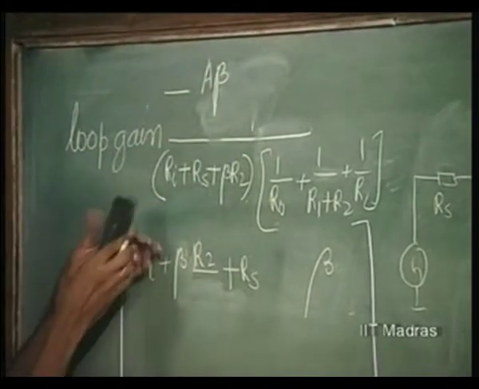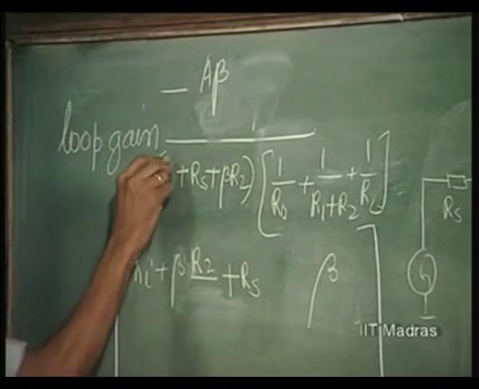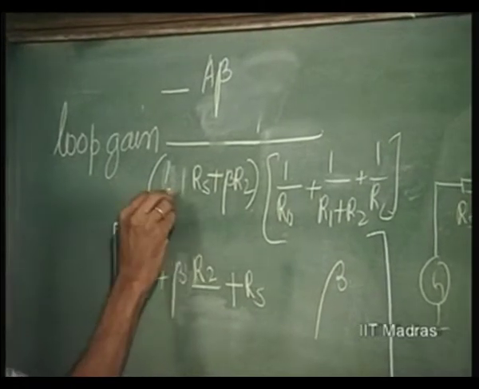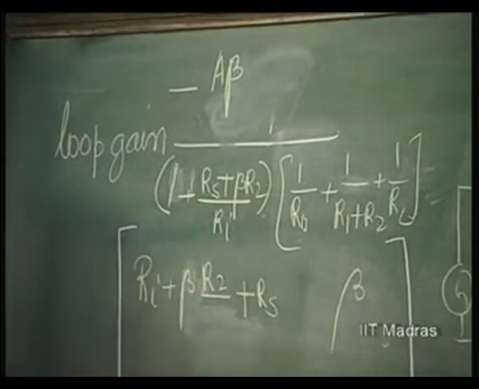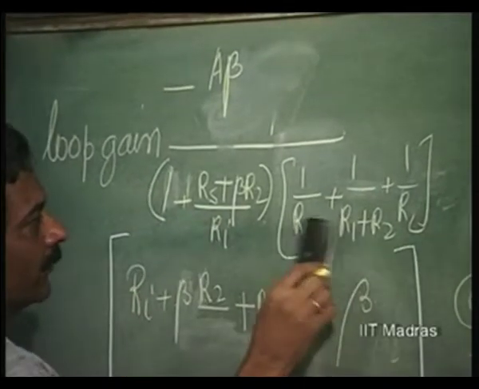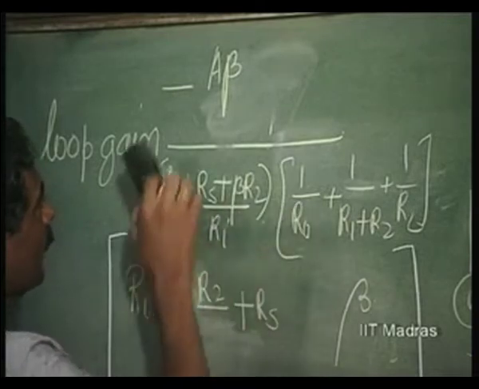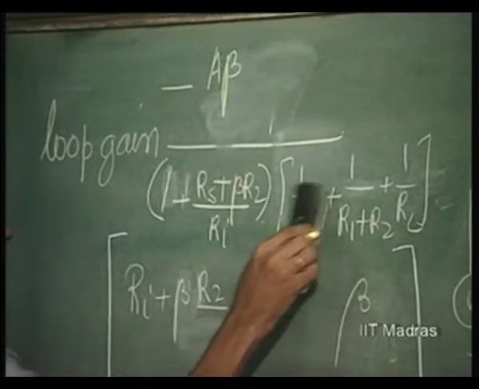And how is it different from that? Divide Ri by Ri here, and here, multiply by R naught.